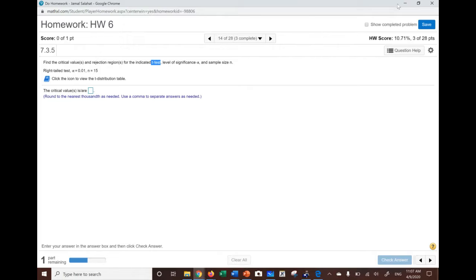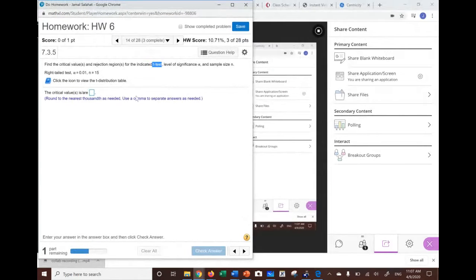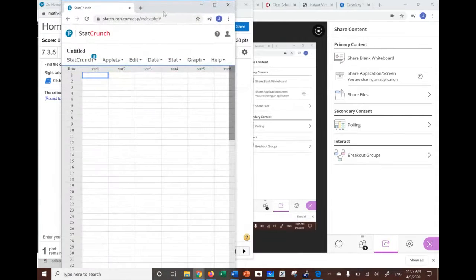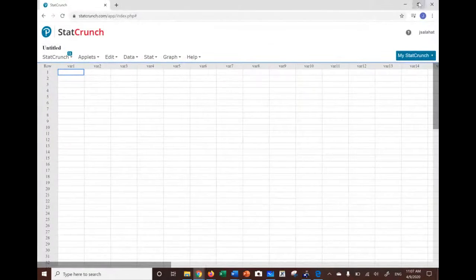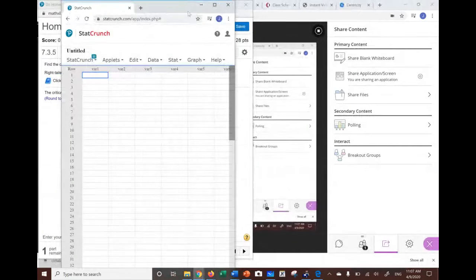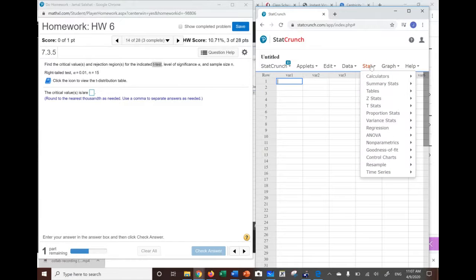So let me go in here, and I'm going to use StatCrunch to find the critical values. And we learned how to find critical values with t-tests before. It's just now it's a matter of dealing with the problem from a different perspective. Again, when you have a t-test and when we deal with critical values, we go to stat.